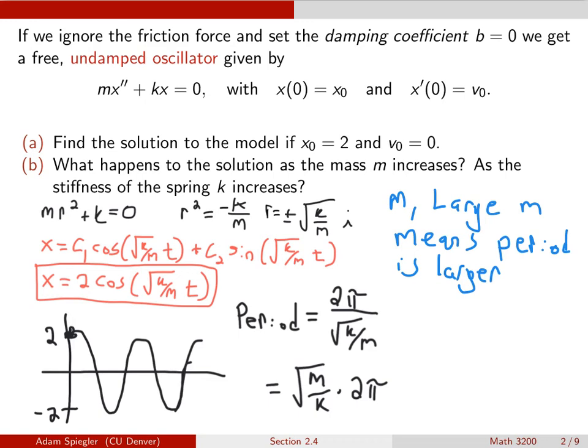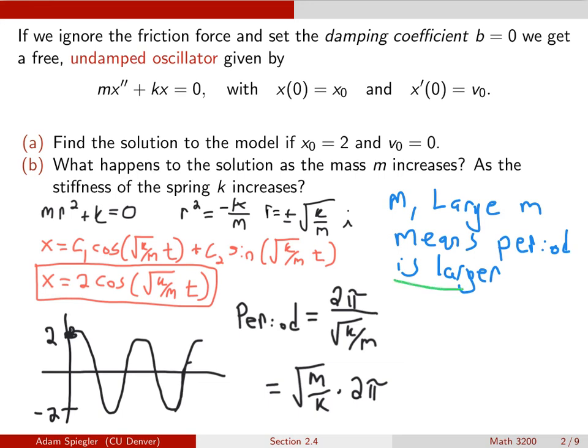That makes sense. If you have a really heavy mass, it's going to take a long time for it to oscillate back and forth. If we have a really small value for m, if it doesn't have much mass, then the period's going to be really small, and actually the frequency of its oscillations is going to be really, really large. So it's going to oscillate back and forth really quickly.